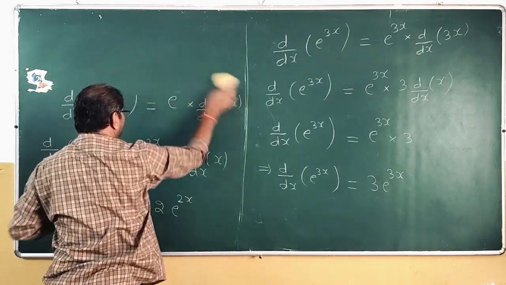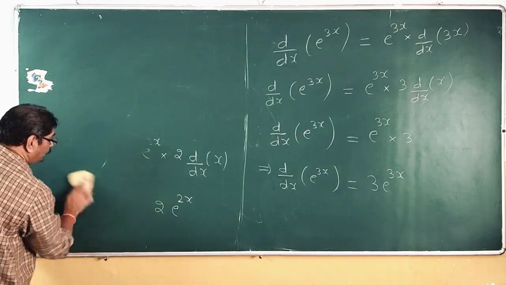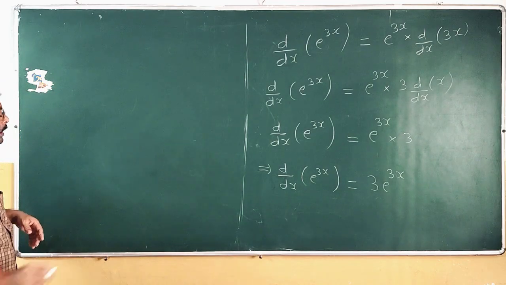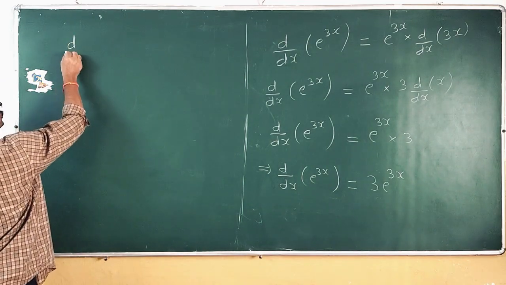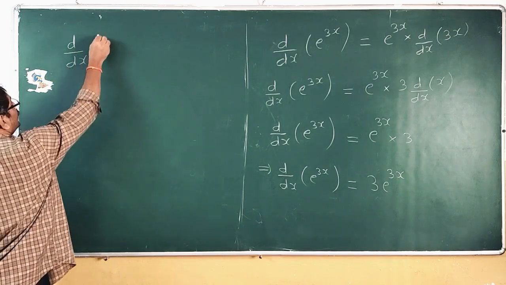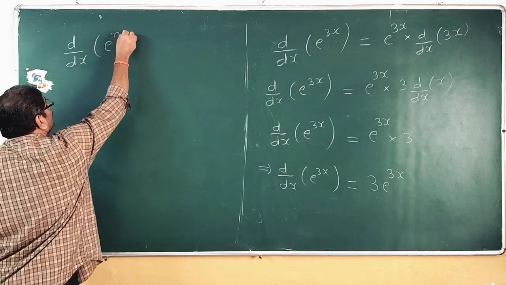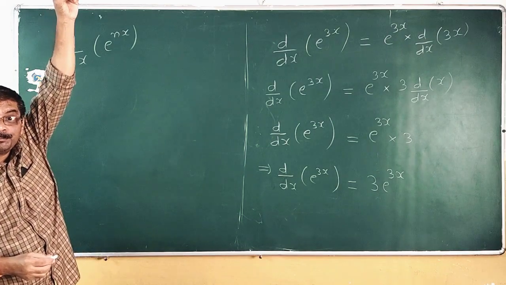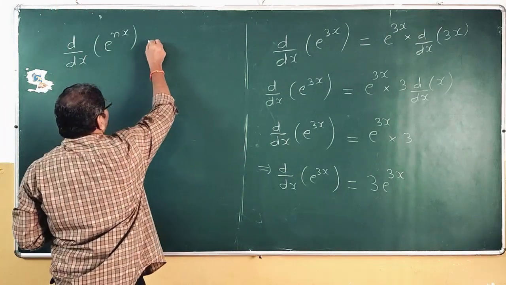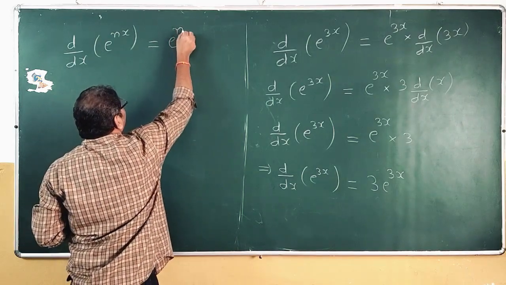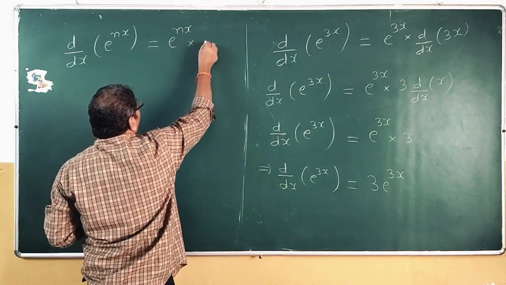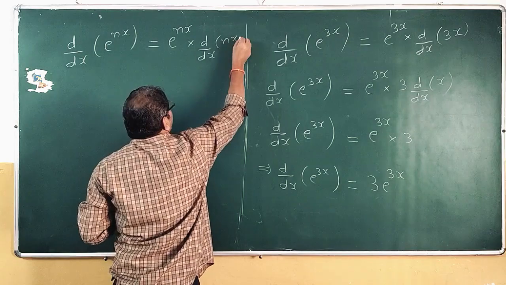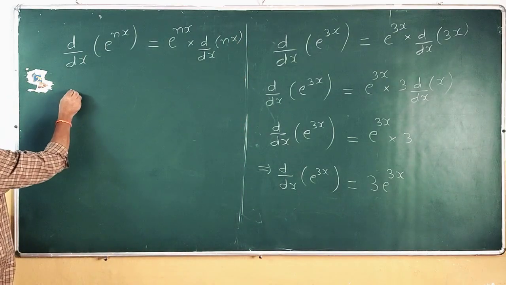Similarly, if I take one more example, what will be d by dx of e power nx? Remember, d by dx of e power nx will be numerically equal to e power nx multiplied by d by dx of that nx. Now this can be further written.